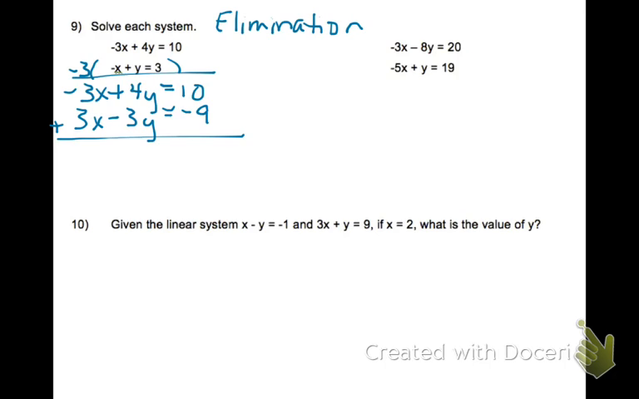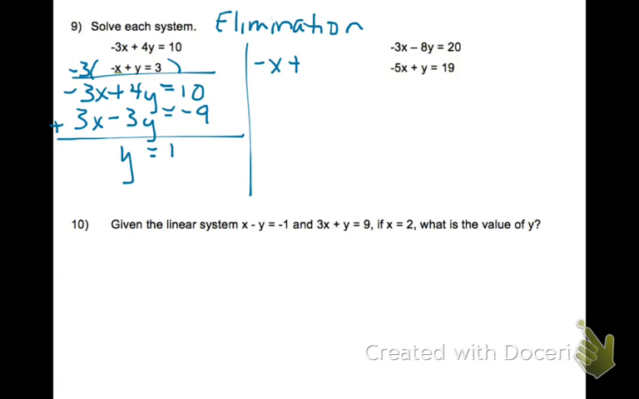So -3x plus 3x is 0, and that's what I want. Now I'm going to add my y's. 4y plus -3y is 1, and then add my numbers. 10 plus -9 is 1. So y equals 1. Then I'm going to substitute that into one of my original equations, and I'm going to put it into the second equation for y.